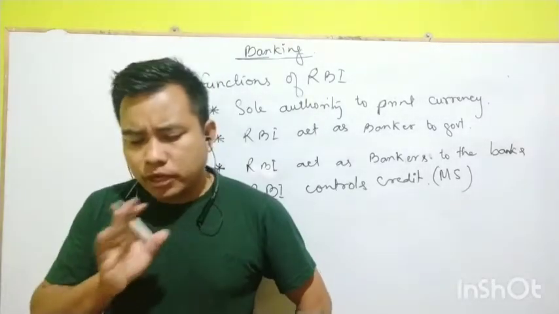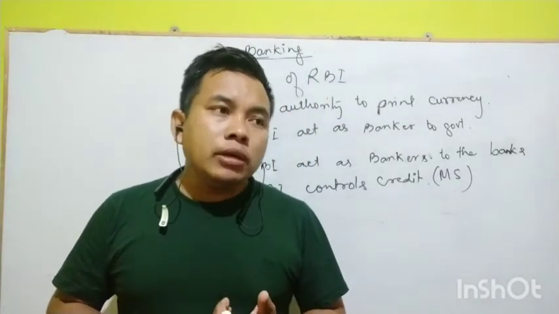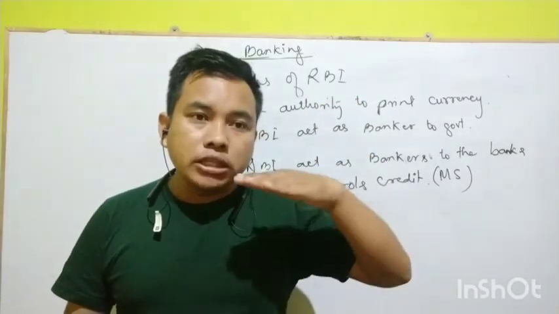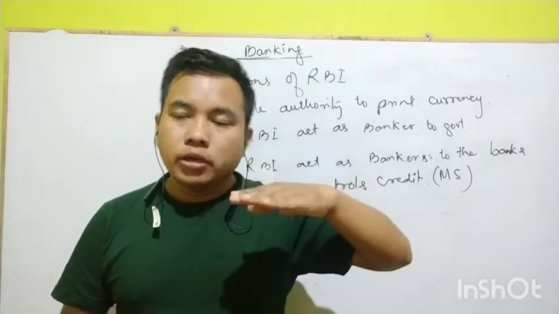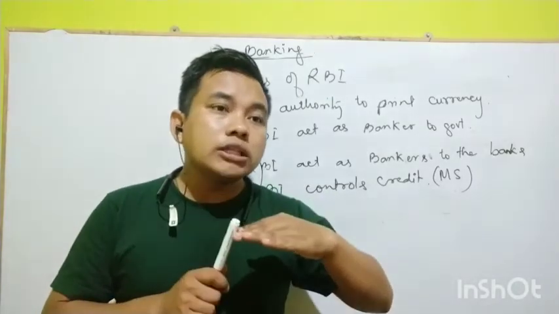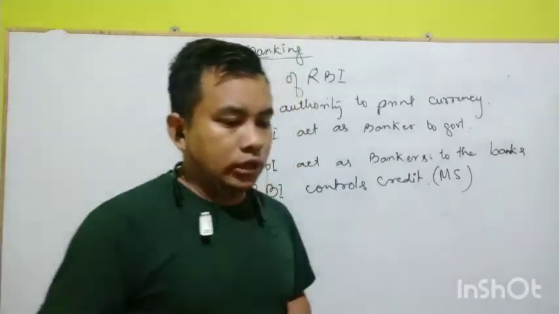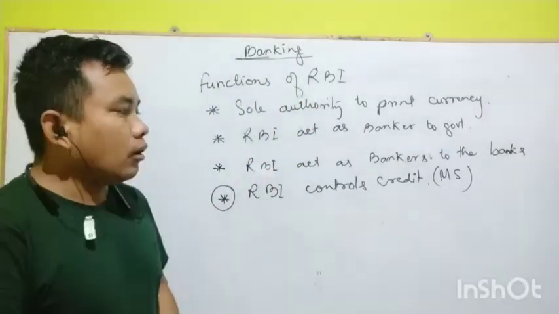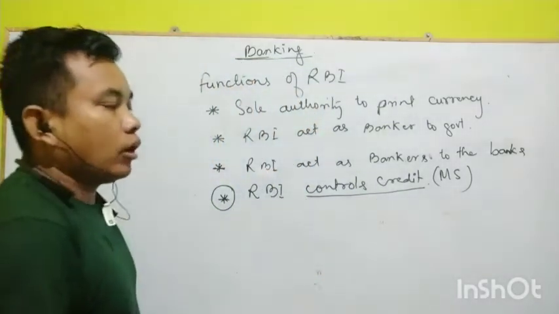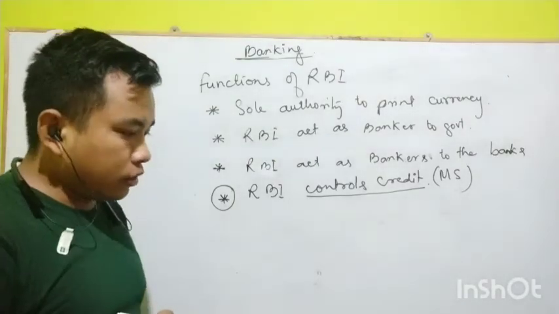This is very sensitive. In an economy, too much money supply is a problem and too little is also a problem. That is why money supply should always be in equilibrium. Equilibrium means the level at which everything is okay. This control of credit is considered one of the most important functions of RBI.